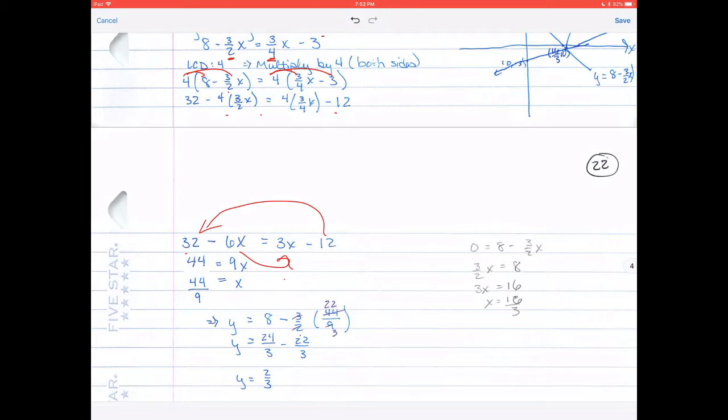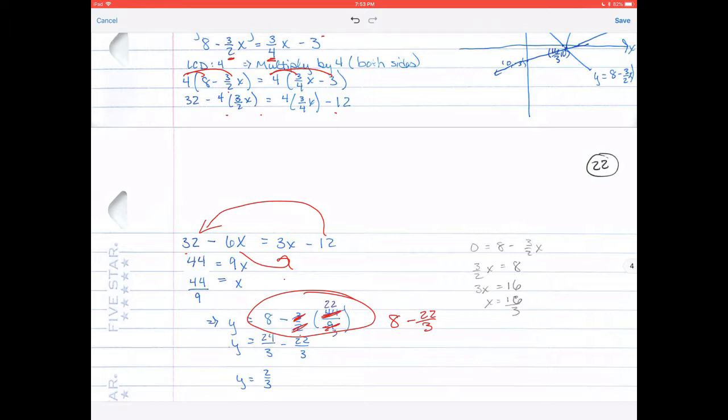All right, so now what I did here is I said 2 goes into 44 and leaves 22, and 3 goes into 3 to 9 and leaves a 3. All right, so what that leaves me is this whole thing right here becomes 8 minus 22/3. So then to the next line, I get 8 as a fraction, which is 24/3.